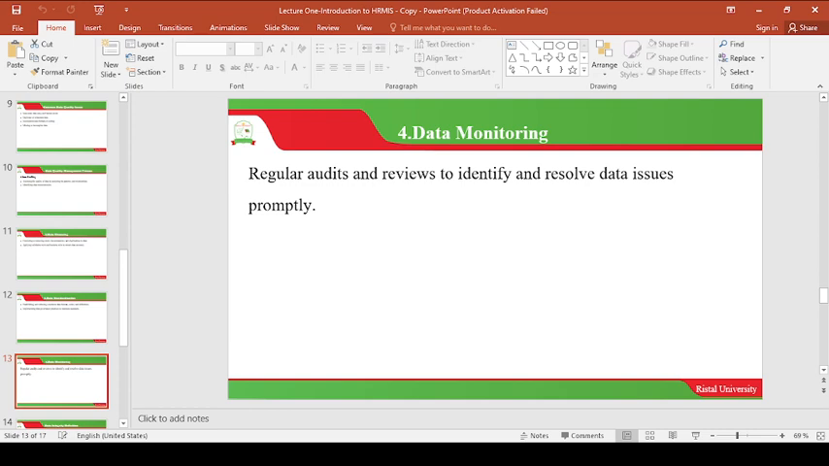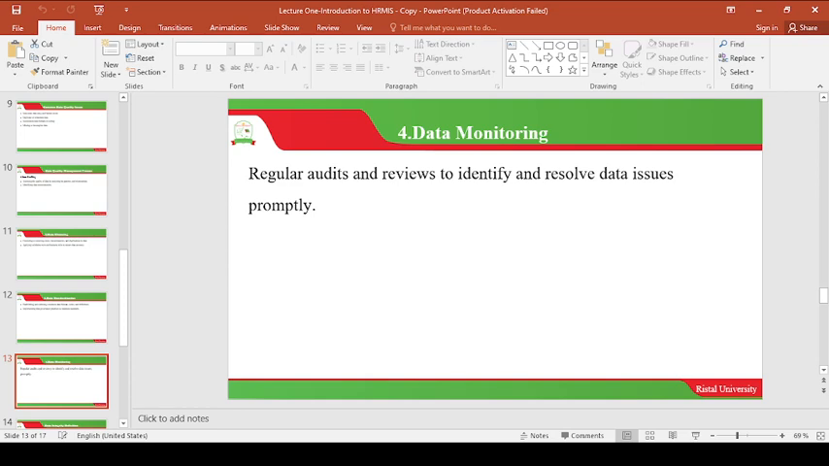So step number four, now it is the monitoring or data monitoring. So we need to regularly audit and review to identify and resolve data issues promptly. Issues to do with the name, issues to do with the age, issues to do with the position, etc. You need to identify them and resolve them promptly. Don't delay. You can also update your data, it is still under monitoring.